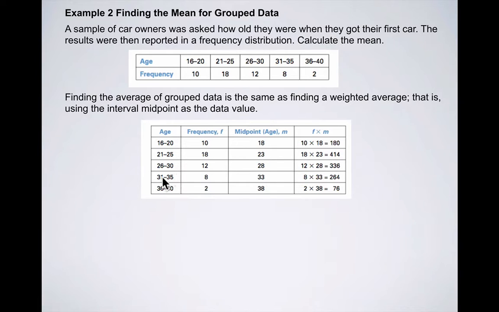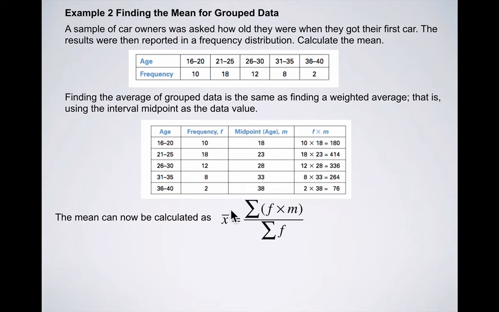So then as we do that, we find, for example here, for 31 to 35, 8 people got their first car. The midpoint of that is 33, so we take 8 times 33, and then what we're going to do now is take the sum to calculate the mean. We're going to take the sum of the frequency times the midpoint, and at the end what we're going to do is divide by the sum of the frequencies.